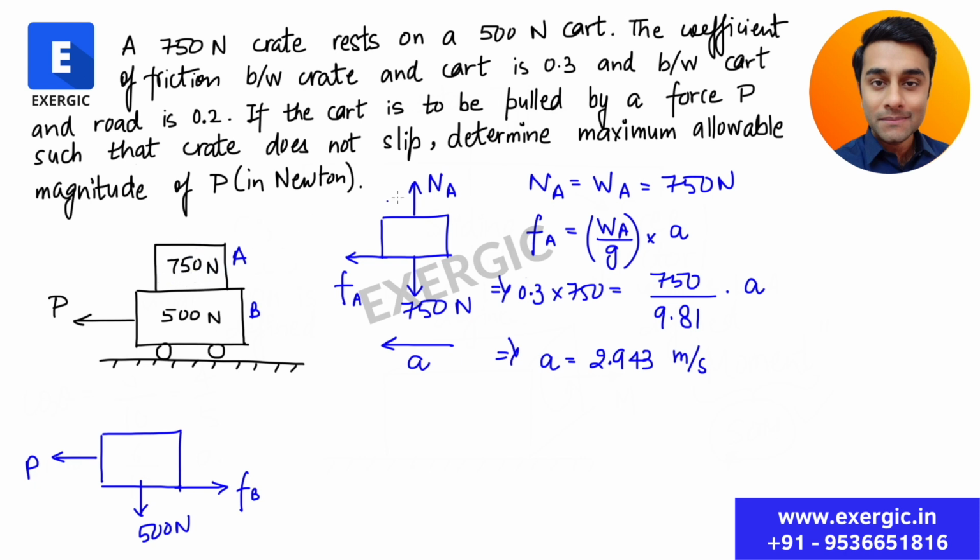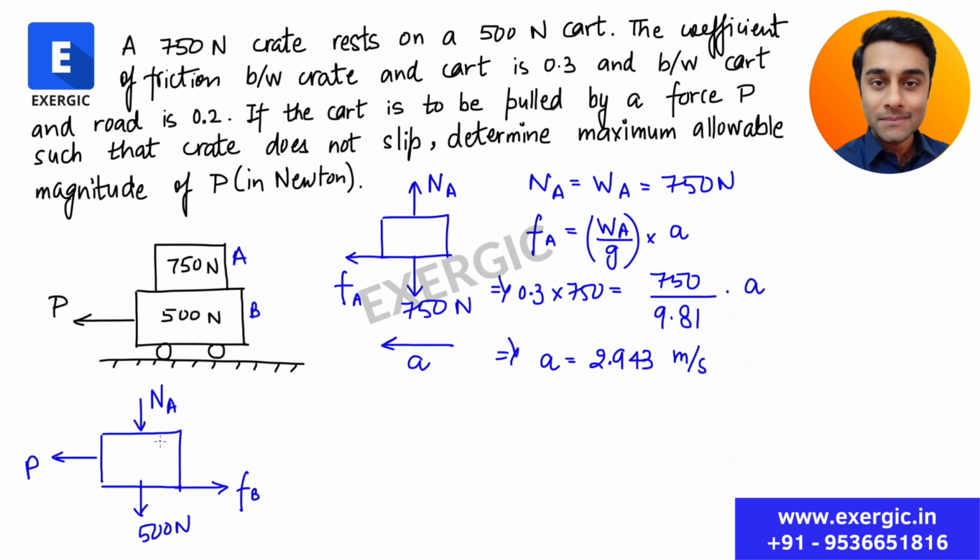Since A experienced a normal reaction from B, B will also experience a normal reaction, same in magnitude, opposite in direction, right? Newton's third law of motion. So it will be experiencing a normal reaction NA in the downward direction. In this case, you can clearly see that it is equal to the weight of A. So you can also say that directly the weight of A is acting on B.